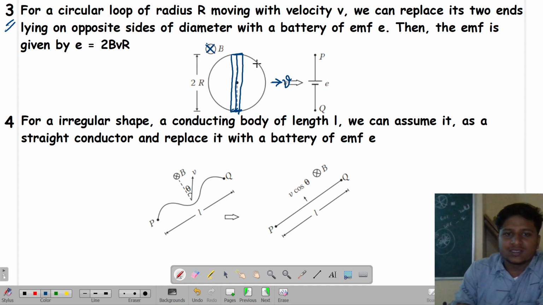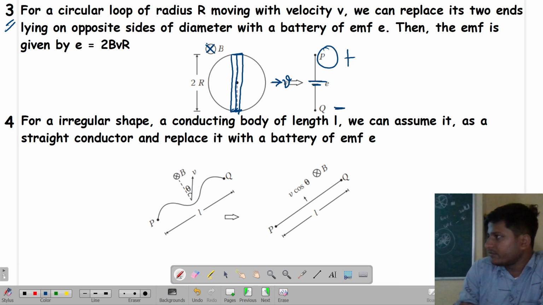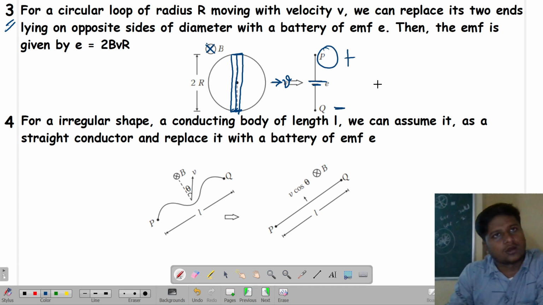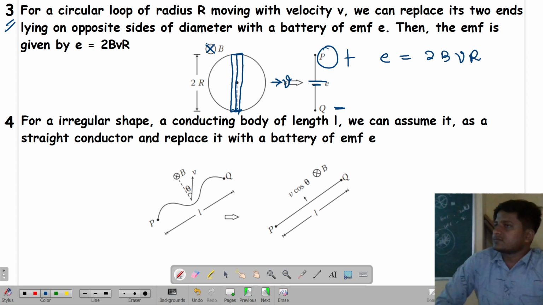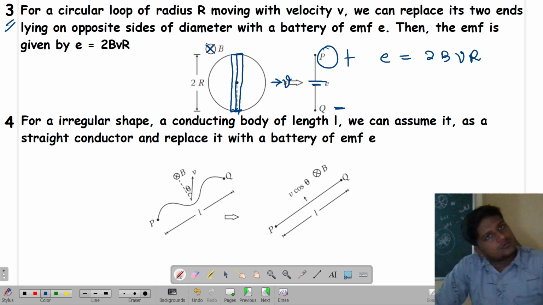So in this diameter only, EMF will be generated. Upward is always positive, downward is always negative, because force is acting upward. So the net EMF generated is how much? Twice into v into radius R. Got it or not? Is this okay or not? Okay, 100% okay. Yathiraz, are you listening?